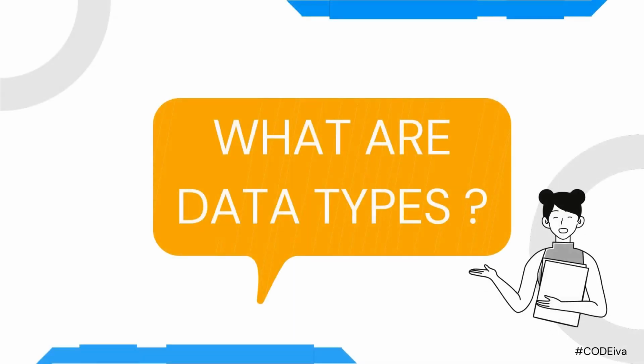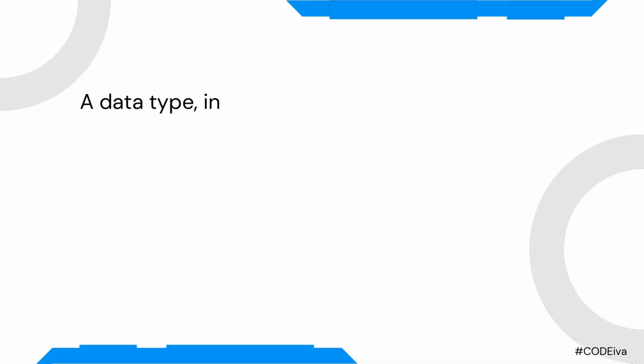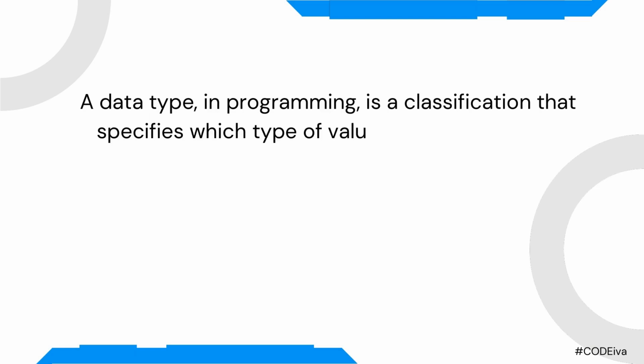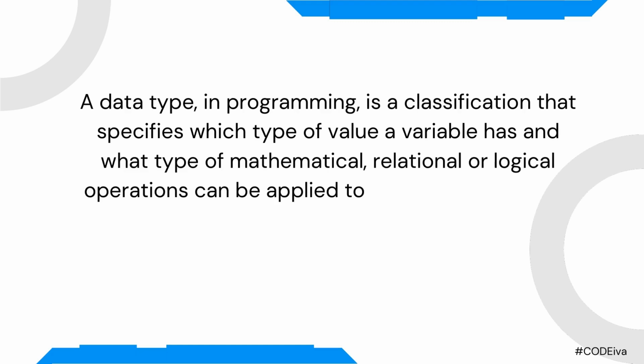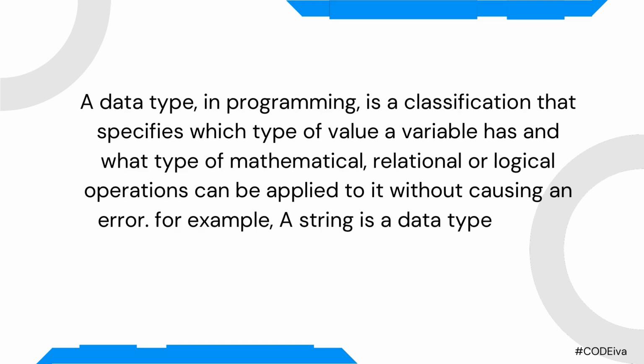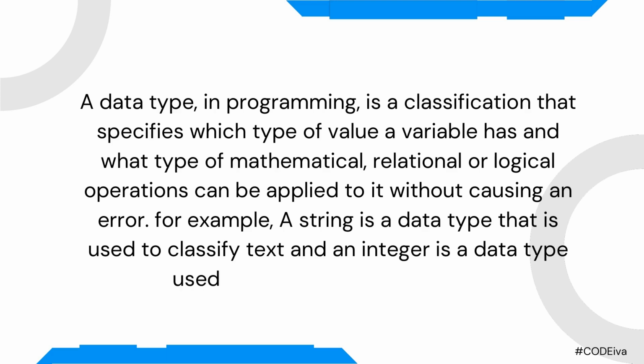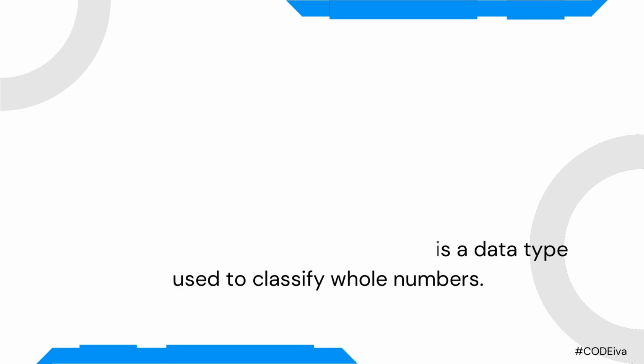Let's begin. What are data types? A data type, in programming, is a classification that specifies which type of value a variable has, and what type of mathematical, relational, or logical operations can be applied to it, without causing an error. For example, a string is a data type that is used to classify text, and an integer is a data type used to classify whole numbers.